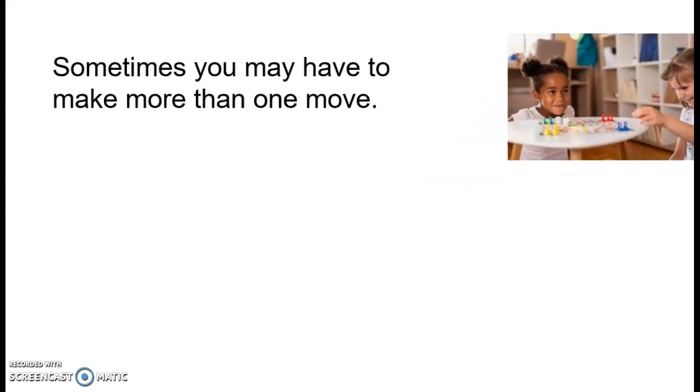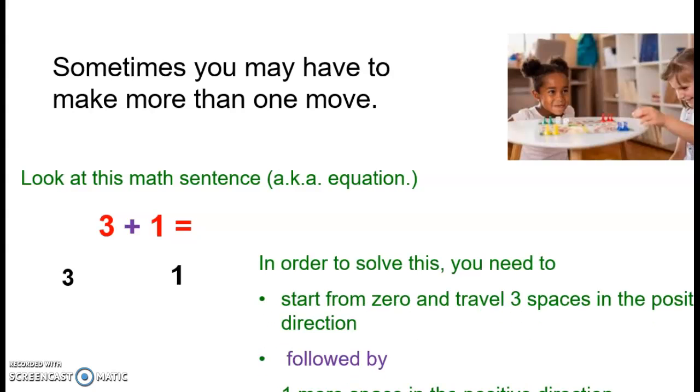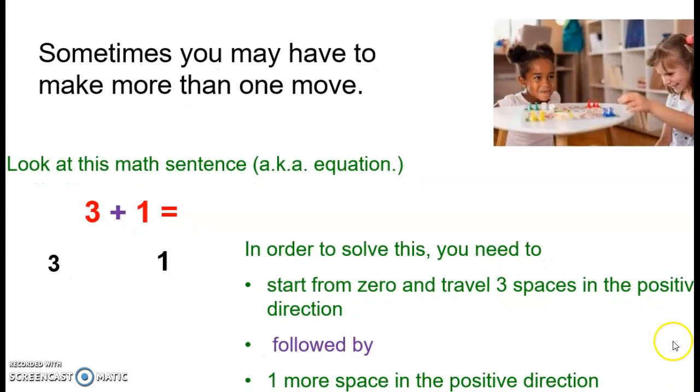Sometimes you may have to make more than one move. So we're going to look at this math sentence. It's also known as an equation because it has an equal sign. Now, I know that you all know what 3 plus 1 is. I'm going to start with this basic number to remind you of what you probably did back in first grade when you had a little number line on your desk when you were learning how to add. So we're going to separate this 3 plus 1 into a positive 3 followed by a positive 1. In order to start this, you need to start from 0 and travel 3 spaces in the positive direction, followed by one more place in the positive direction.